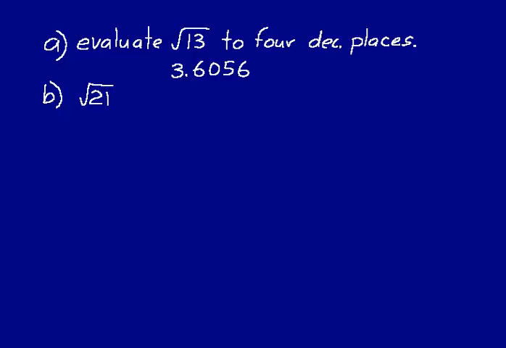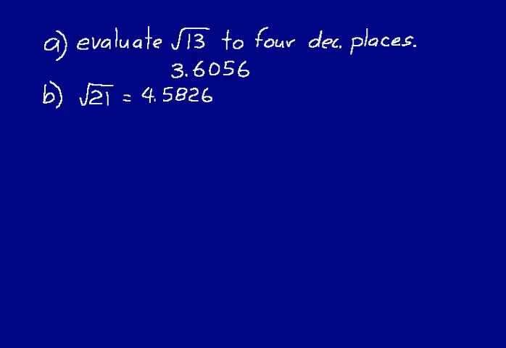Now, just for a little more practice, why don't you evaluate what the square root of 21 is on your calculator as well. Just figure out how to use your calculator to find the square root, and for this one, that should be about 4.5826. You can just round it to 4 decimal places like that.